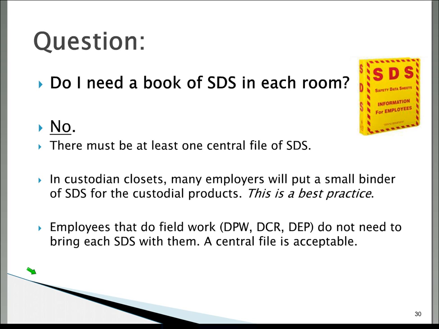Another question that's important is that we do have some state agencies where employees are dispatched out to do field work. So they jump in a pickup truck or a truck and they go out, they might use some chemicals out in the field. You are not required to bring the MSDS or safety data sheet in the field with you each day. A central file back at the home office is acceptable. And the reasoning there is, let's say I do get sprayed in the eye with something that I was using out in the field. You would dial into your home office and someone there could send that safety data sheet to the ER for you on your behalf. So that is allowed.